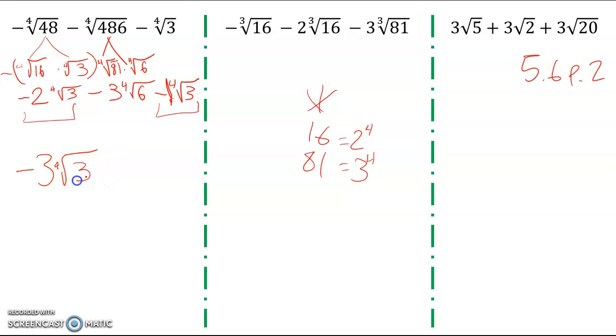So 4 times the square root of 3. The fourth root of 3 does not change. The 4 outside we don't worry about. That doesn't change. The 3 underneath doesn't change. We don't add or subtract the 3's. It just stays the same.